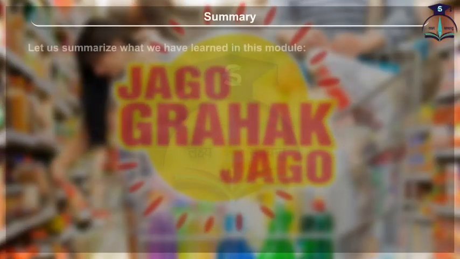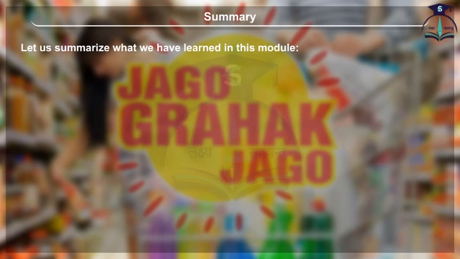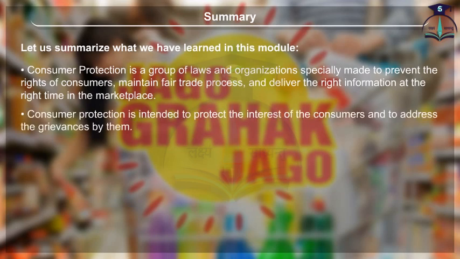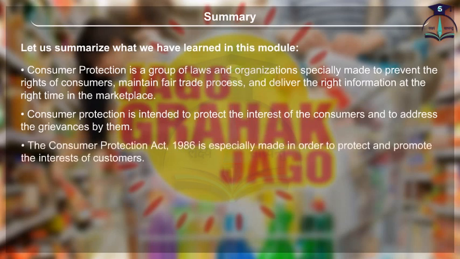Summary. Let us summarize what we have learned in this module. Consumer protection is a group of laws and organizations specially made to prevent the rights of consumers, maintain fair trade process, and deliver the right information at the right time in the marketplace. Consumer protection is intended to protect the interest of the consumers and to address the grievances by them. The Consumer Protection Act 1986 is especially made in order to protect and promote the interests of customers.